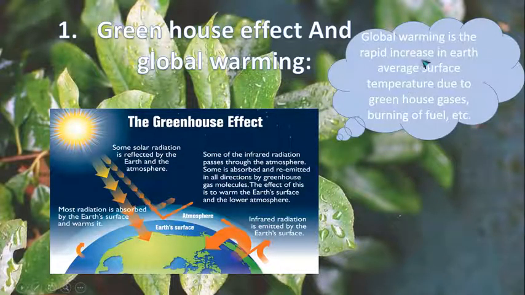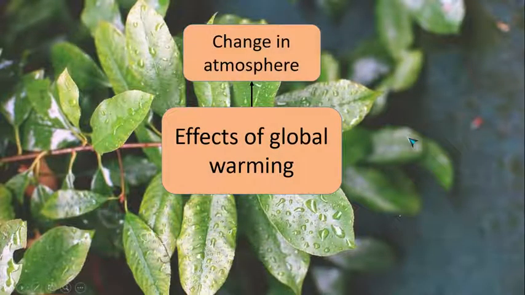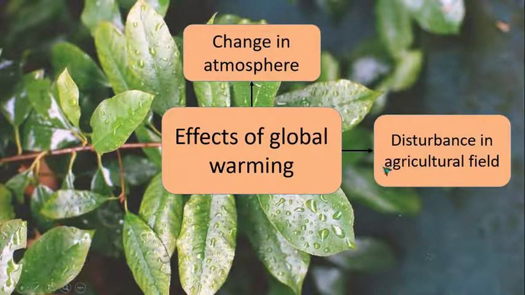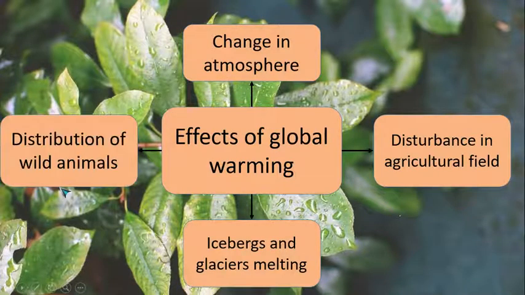Global warming is the rapid increase in Earth's average surface temperature due to greenhouse gases, burning of fuel, etc. Effects of global warming: change in atmosphere, disturbance in agricultural fields, icebergs and glaciers melting, as well as change in distribution of wild animals.